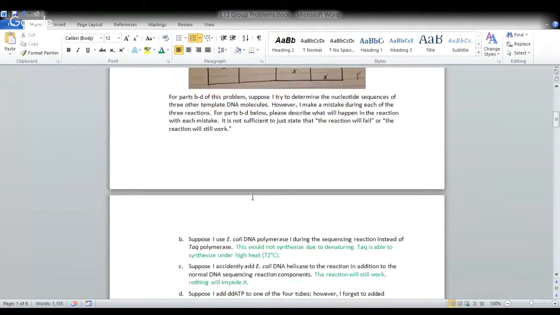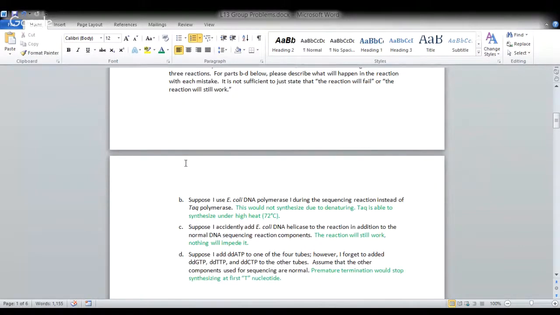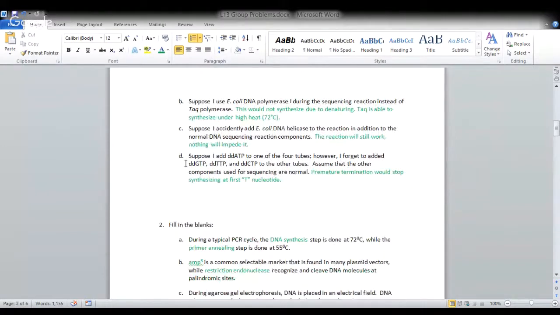And then it says, for parts B through D of this problem, suppose I try to determine the nucleotide sequences of 3 other template DNA molecules. However, I make a mistake during each of the 3 reactions. Please describe what will happen in the reaction with each mistake. And so for B, suppose I use E. coli DNA polymerase 1 during the sequencing reaction instead of the Taq polymerase. And this wouldn't synthesize because it would denature, it's too hot. Whereas Taq polymerase, it's able to synthesize under the high heat, which we're given in the notes is 72 degrees Celsius.